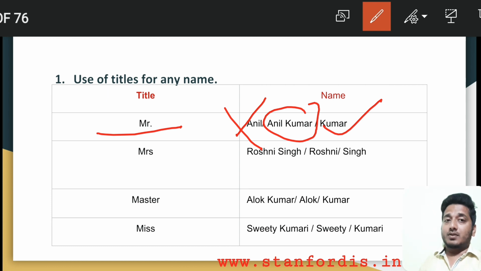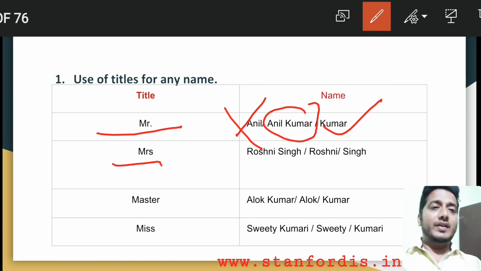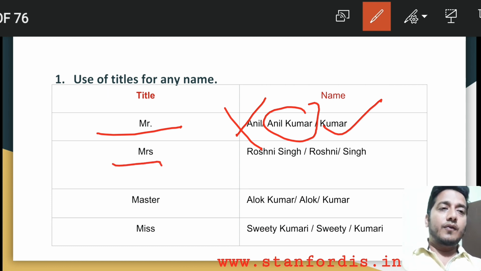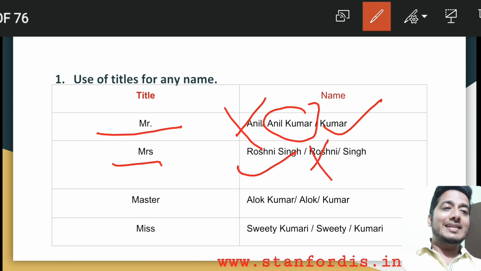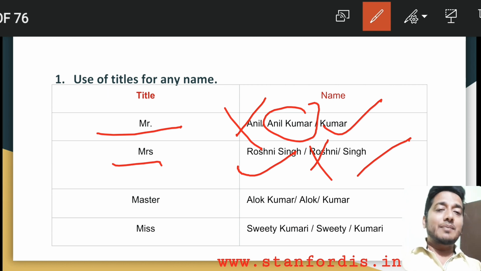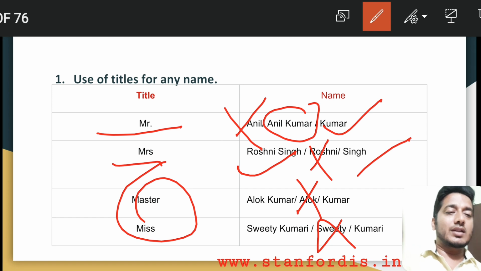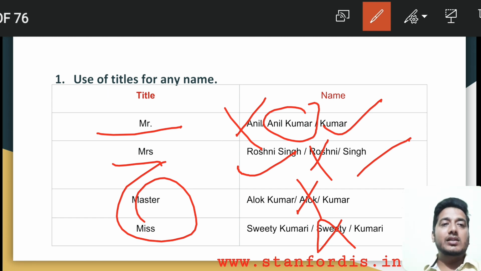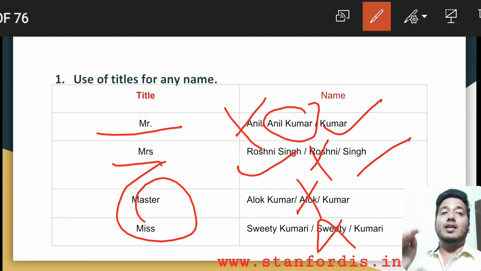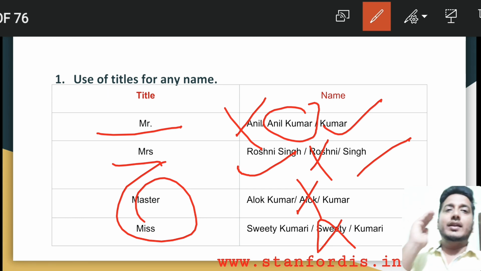This is the concept. Same thing with Mrs. We cannot use Mrs. with the first name. We can use Mrs. Roshni Singh, or Mrs. Singh. Same thing with every title: we cannot use it with the first name only. We can use titles with the full name or with the surname or last name. Be clear with this concept.